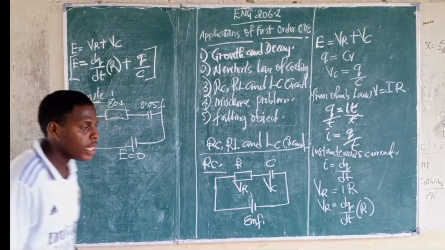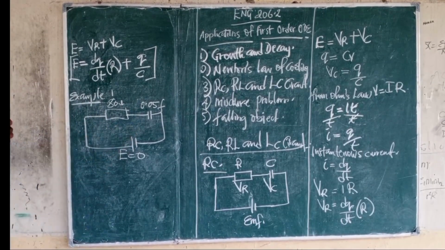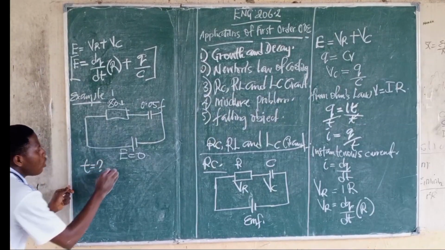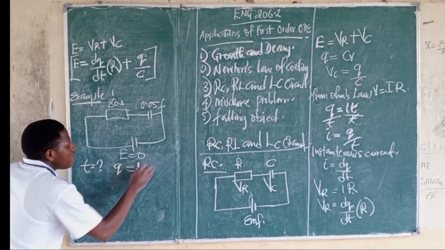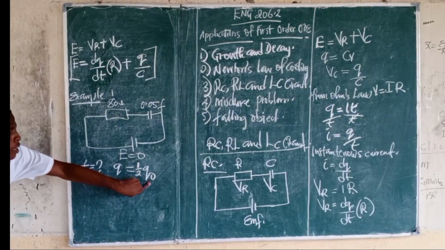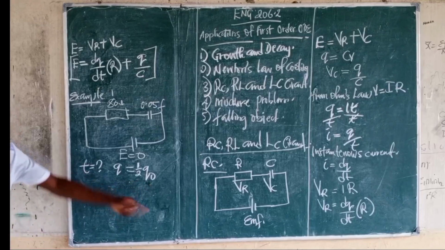Now, what was the question? The question was to calculate the time for your capacitor to discharge half of its initial charge. That means we should calculate for T when our capacitor discharges half of its initial charge. And we know that the initial charge can be represented as Q0 or Qi, but let's represent it as Q0.